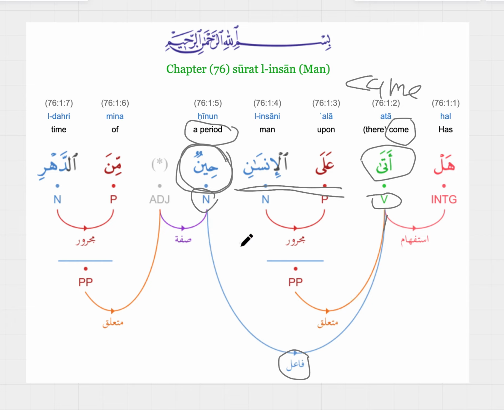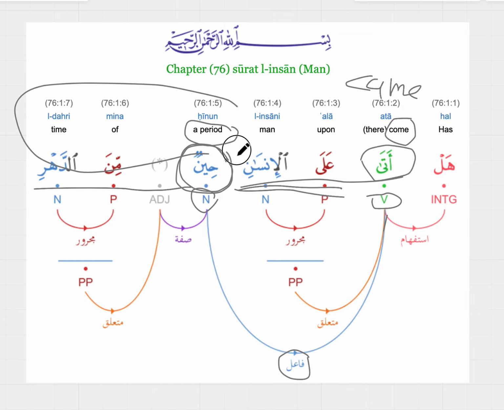Let's end by looking at the whole sentence. حين من الدهر would be the full meaning of حين, so a period of time. أتى على الإنسان would be the full version of the verb, so came upon man. So when you translate fully, it becomes a period of time came upon man. It is a rhetorical question, so the full meaning will be: has there come a period of time, has there come upon man a period of time.